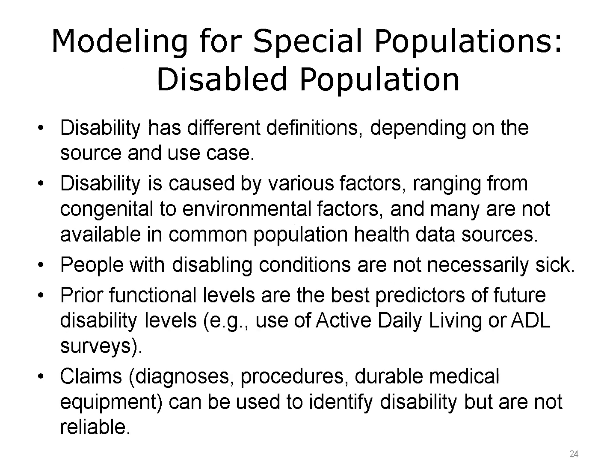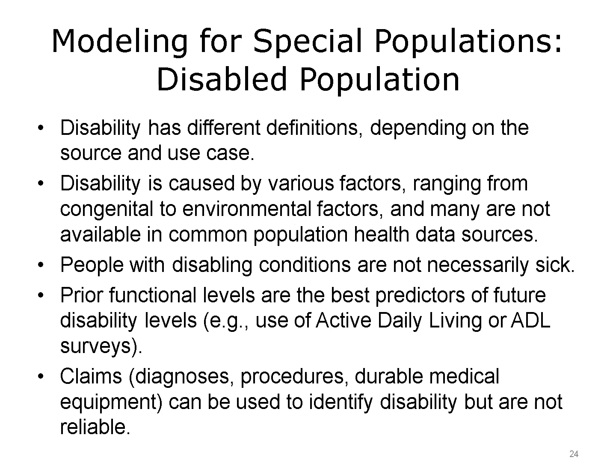The population with disabilities also requires extra attention when developing predictive models. In the disabled population, the following issues may affect the development of predictive models. Disability has different definitions depending on the source and use case. Thus, models often are not well calibrated to predict the same outcome. Disability is caused by various factors, ranging from congenital to environmental factors, many of which are not available in common population health data sources. People with disabling conditions are not necessarily sick. Thus, defining disability as risk is not always straightforward.